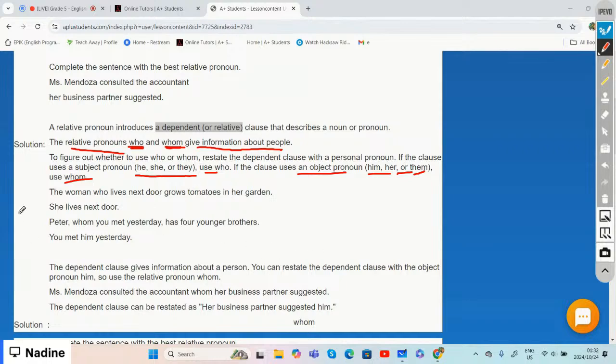And if we look at an example: the woman who lives next door grows tomatoes in her garden.